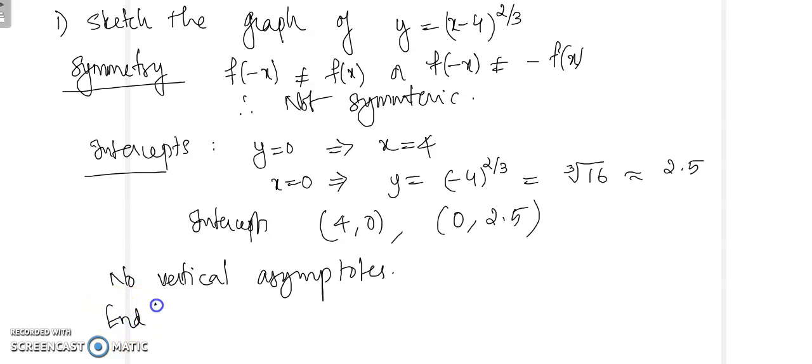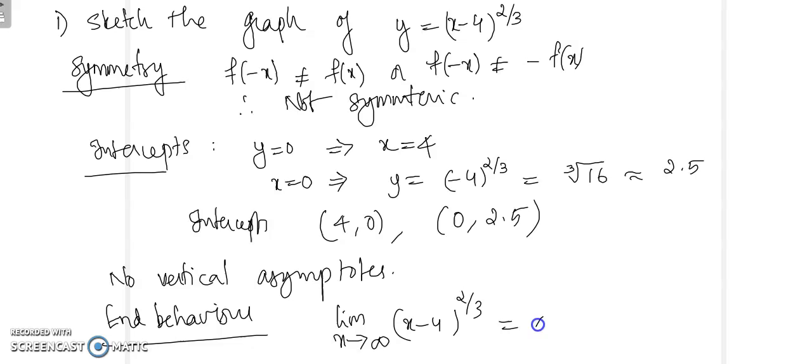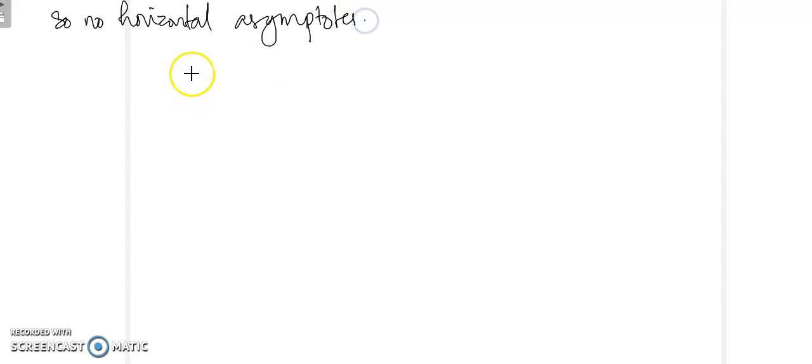So when you take the limit as x tends to infinity of x minus 4 whole raised to 2 by 3, that is infinity. And the limit as x tends to minus infinity of x minus 4 whole raised to 2 by 3: you have power 2 here, so it will be positive. So that is again equal to infinity. Both end behaviors go to infinity, so there are no horizontal asymptotes. If our limits were finite, then the horizontal asymptote would be y equal to L, the value of the corresponding limit.